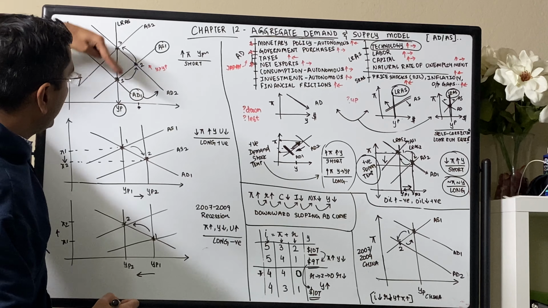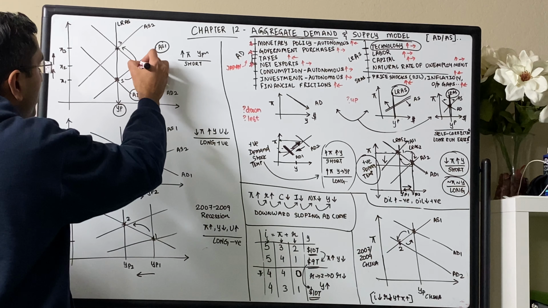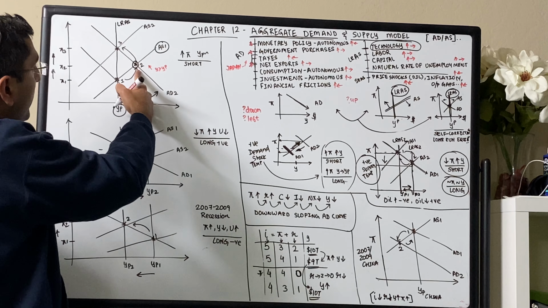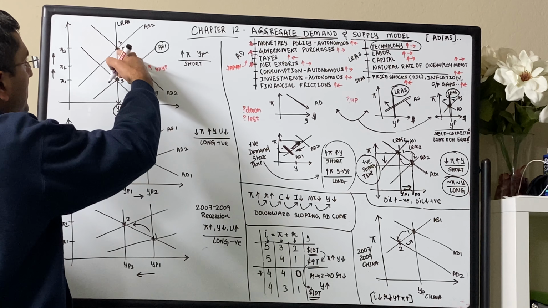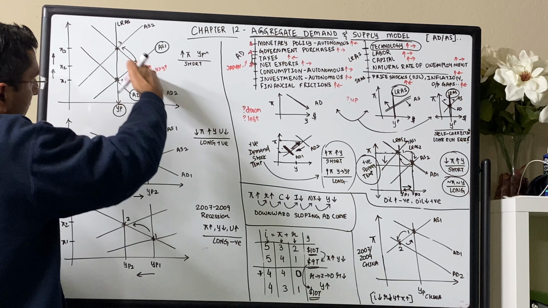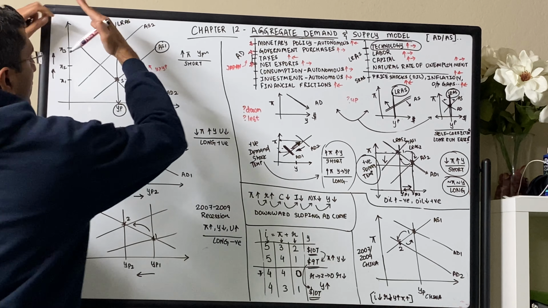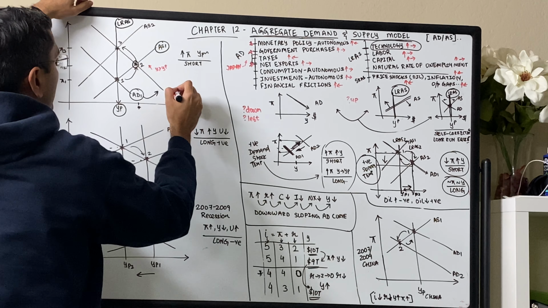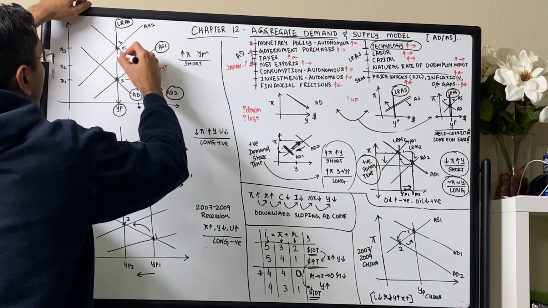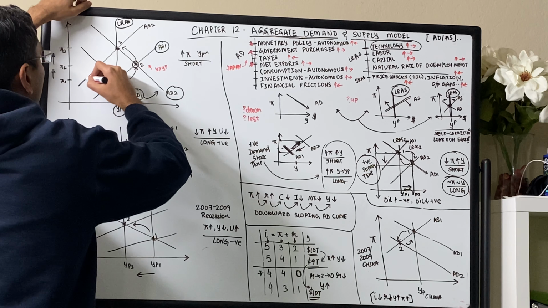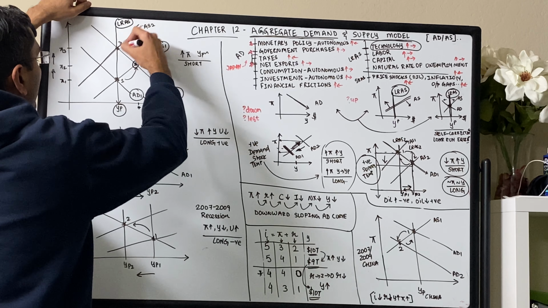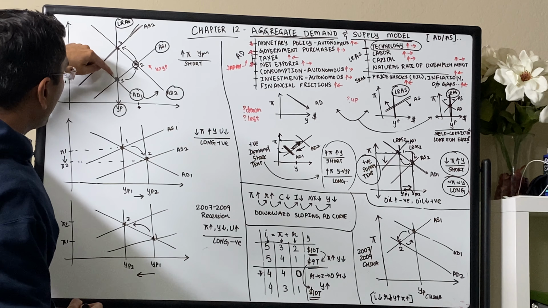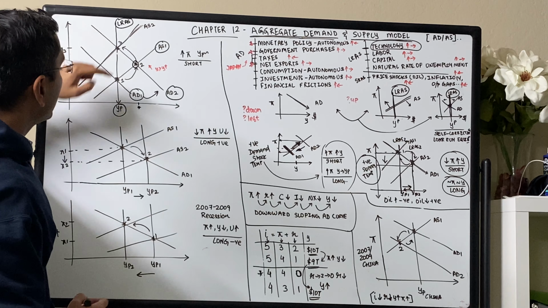So AD1, AD2, so we moved from here to here, right? And so now the aggregate supply will intersect this line. So we already have this line, and we know the LRAS. So AD2 and LRAS now intersect here, and so that's where the supply shifts. So it moves from 1 to 2 to 3, right?